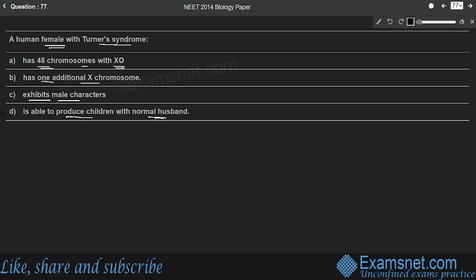So, what happens in Turner syndrome? It is caused due to the absence of one X chromosome in females. Normally the females have two X chromosomes, but if one X chromosome is absent, then it will result in the genotype XO. That means only one X chromosome will be there and one will be absent. So out of total 46 chromosomes, only 45 will be available.